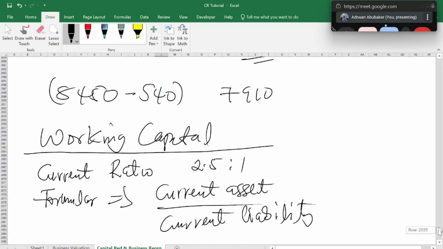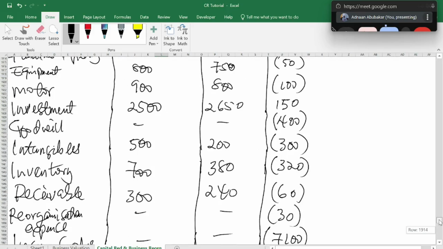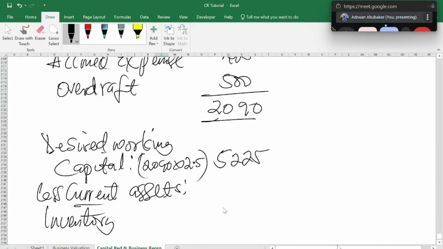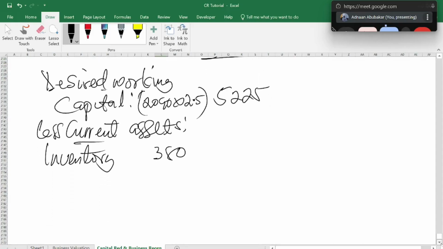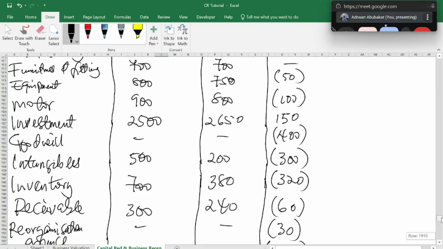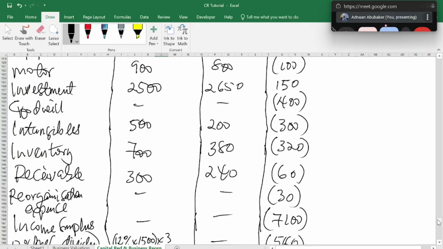Go to where it is. Come here. Here, the fair value. You understand? Inventory is 380. So 380. And which item again? We have trade receivables. That one to the fair value is how much? Watch here, the fair value, I'm showing it to you. Trade receivables. Can't you see? We are having 240.